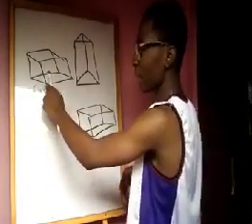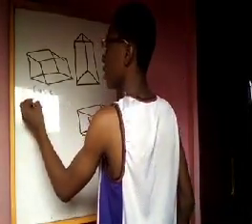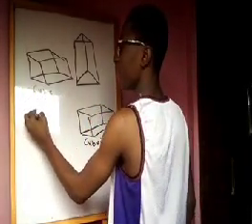Now the total surface area of a cube is given by A = 6s², and the volume of a cube is given by s³.